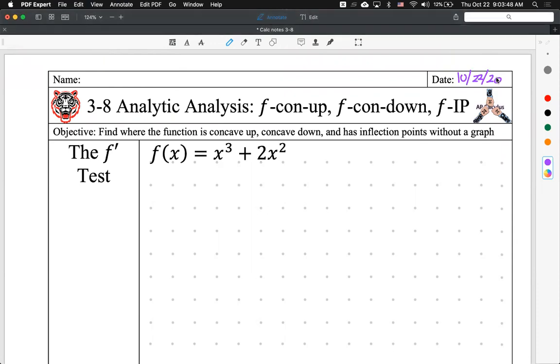3-8 Analytic Analysis. We're doing the last lesson of our unit. Where's f concave up, concave down? Where are the inflection points? We're doing everything that we've ever done, 3-6, 7, and 8, all in this lesson. So as a review, what do we do for just the f prime test? Basically, tell me, what did we do yesterday? First step, objective, sorry. Objective first.